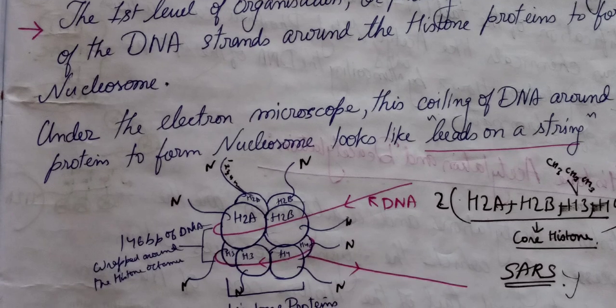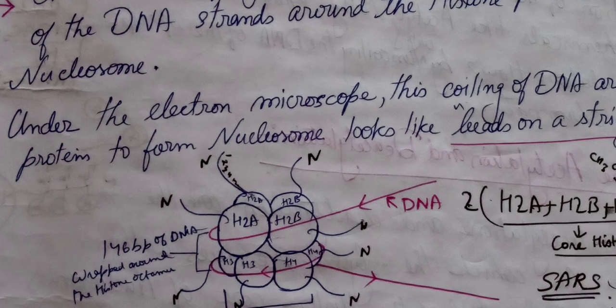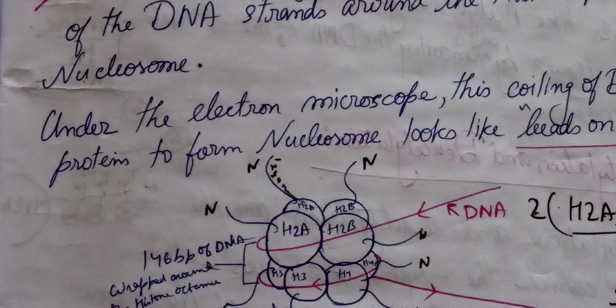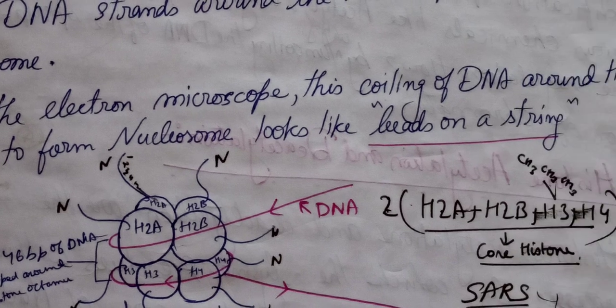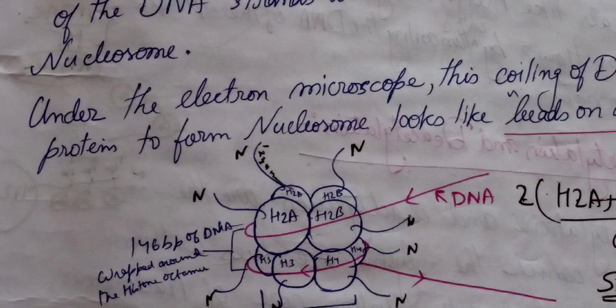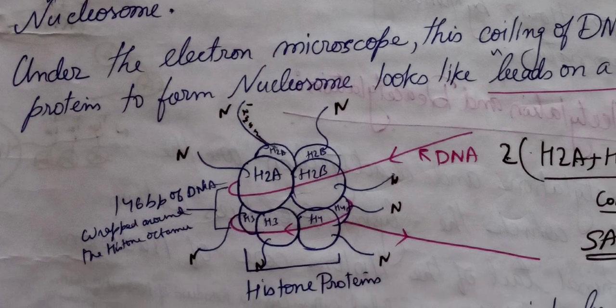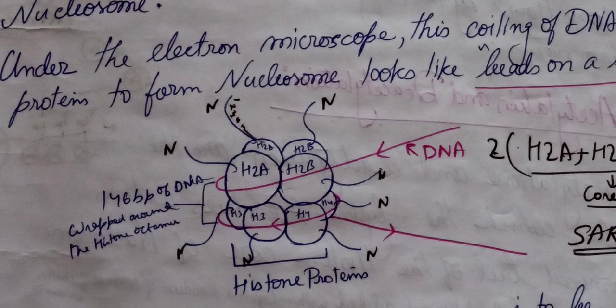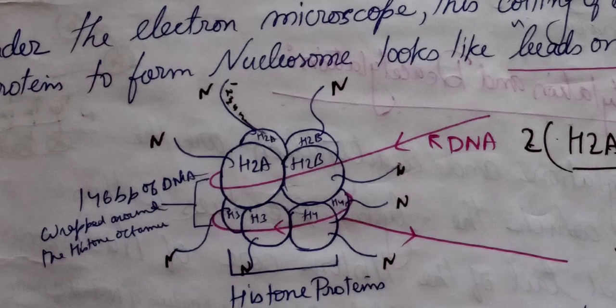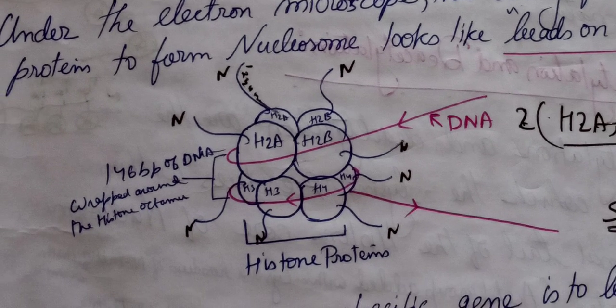Under electron microscope, this coiling of DNA around the histone proteins to form nucleosome looks like beads on a string. Obviously, we have already discussed in the genetics that in electron microscope, the coiling of DNA around the histone protein to form nucleosome looks like beads on a string. Here is your structure of a typical nucleosome. I tried to draw in a three-dimensional view.